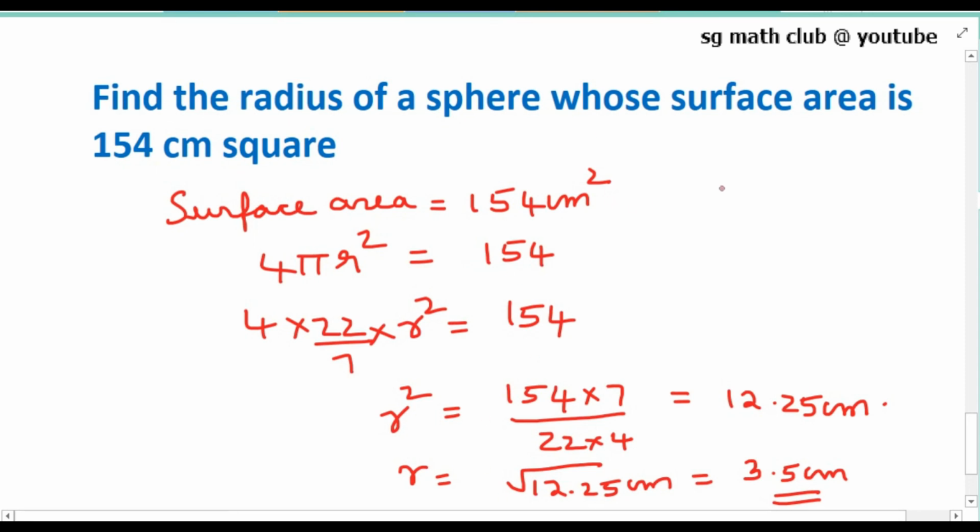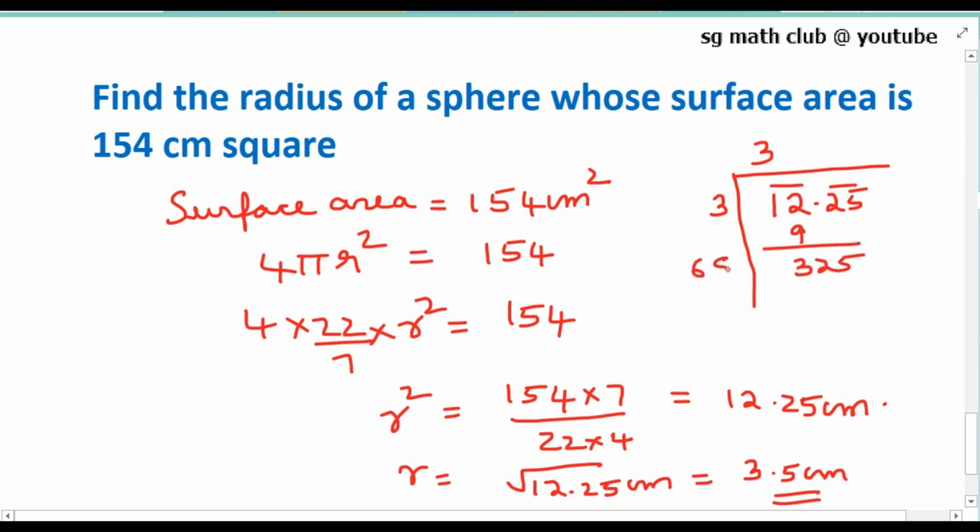You can find out square root of 12.25 even by division method. 3 3s are 9, 325, again 6, 65. You have to put the decimal point. So square root you can find by division method. Square root of 12.25 is 3.5 centimeter.